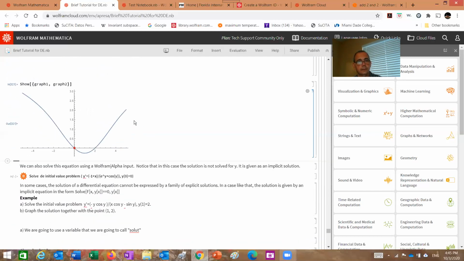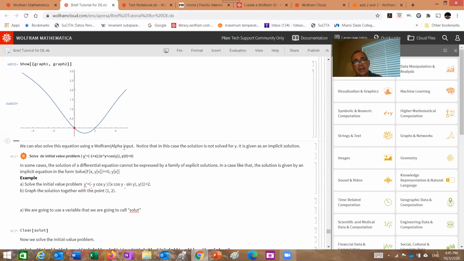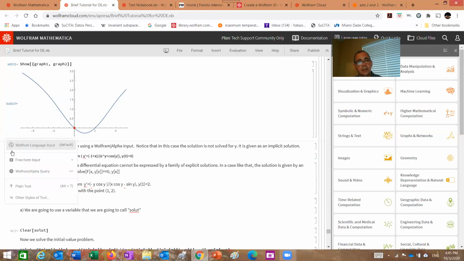Now, we can also solve this equation using Wolfram Alpha input. Notice that in this case, the solution is not solved for y. It is given as an implicit solution. Imagine that you want to solve this initial value problem. Remember, to set up a Wolfram Alpha input, you need to click here and go to Wolfram Alpha query. This is when you get this symbol here. And then you enter this in words.